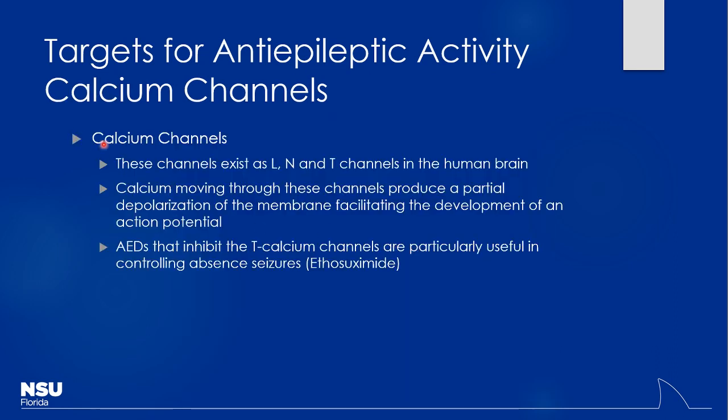Okay. Going into our calcium channels, we know there are a couple of different types. In the brain, we find different ones like L, N, and T-type calcium channels. Normally, calcium moving through those channels causes a partial depolarization, not as strong as sodium would cause, but some. By affecting certain types of these channels, you can affect specific types of seizures. For instance, an anti-epileptic drug that works just on the T-type calcium channel, ethosuximide, is really useful for an absence seizure.